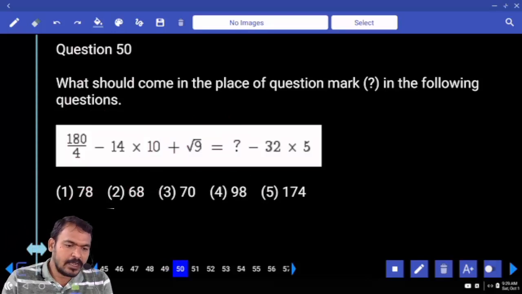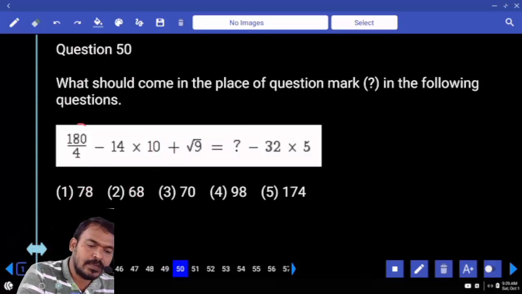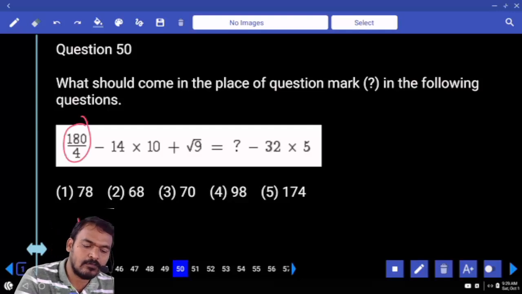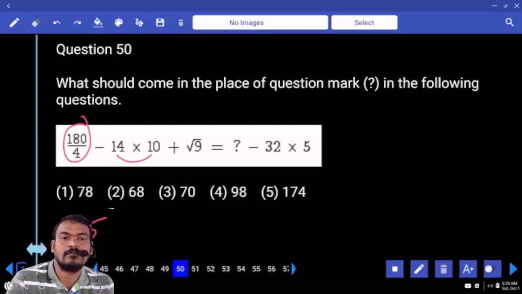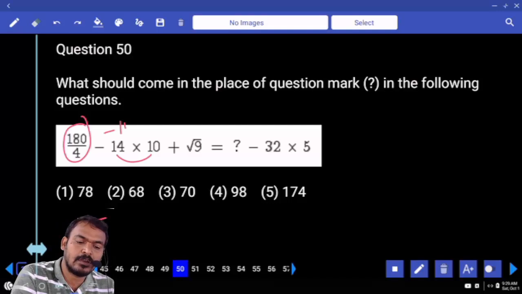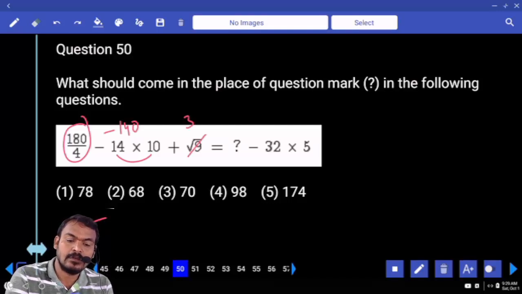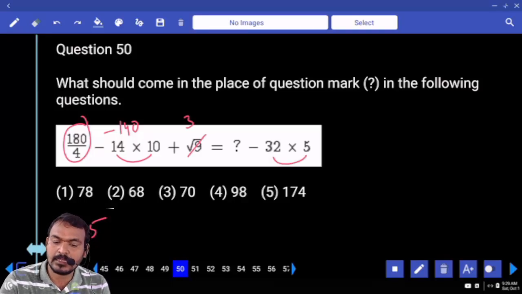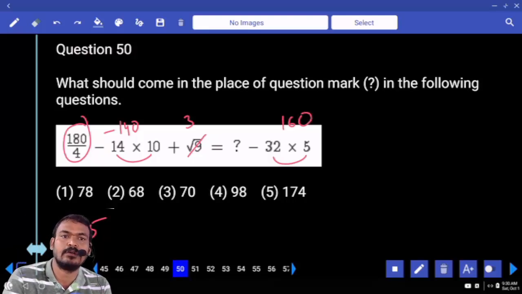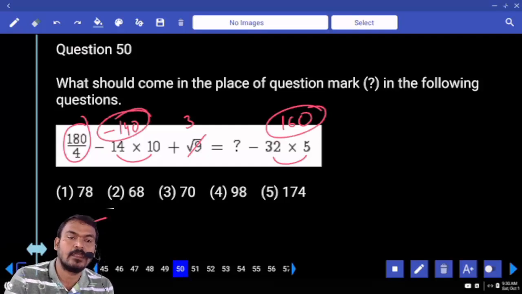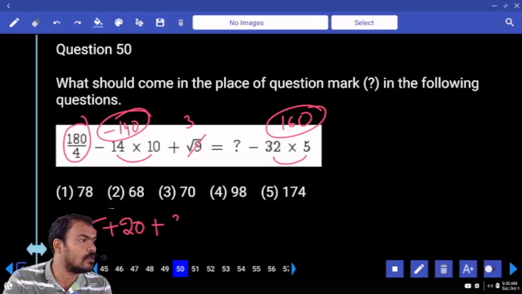First priority, 180 by 4. What is 180 by 4? 45. 14 into 10, 140. Minus 140 or plus 140? Minus 140. Root 9, 3. Next, what is the right hand side value? 32 into 5, 32 5 times, 160. Negative 160 becomes positive 160. What is the difference between 160 and 140? 20. Plus 20, again plus 3, what is the total answer?